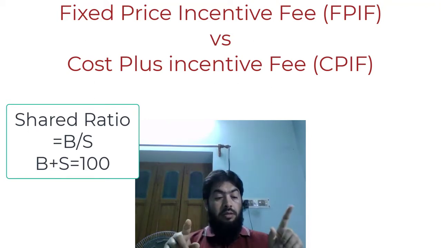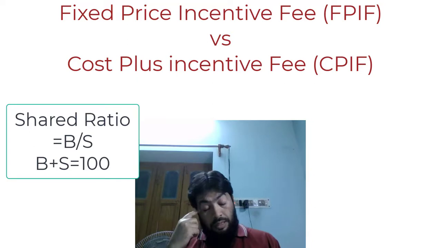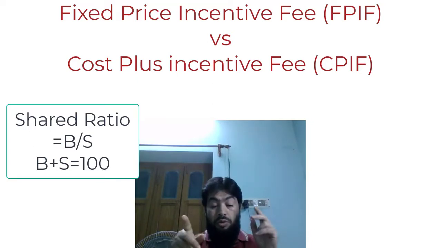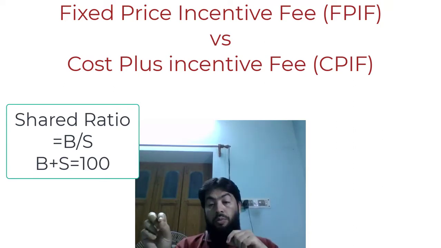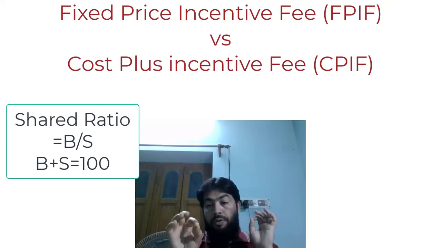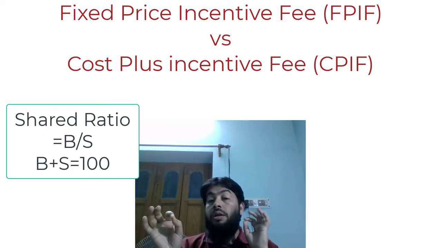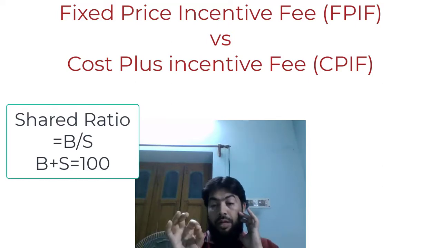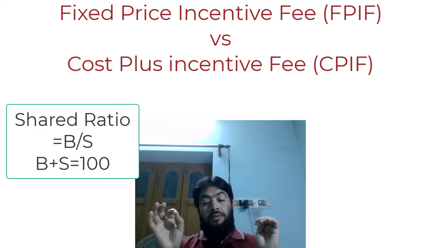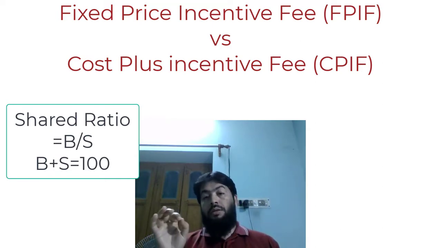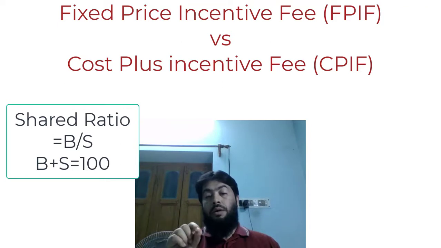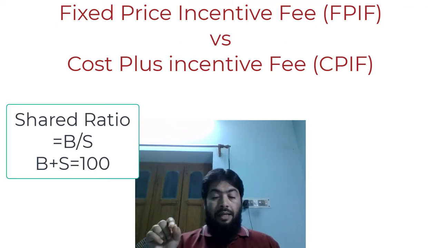This is the case in both fixed price and cost plus incentive fees. How do you remember which term, first or second, is for the buyer? Remember this way: B comes before S. So B for buyer, S for seller. Hope this is clear. The first term is B, the second term is S. Buyer share and seller share.